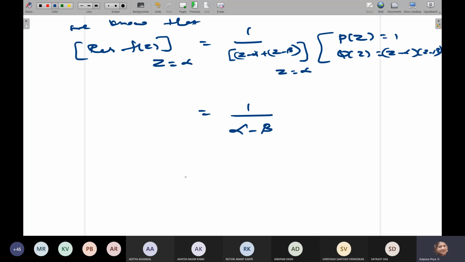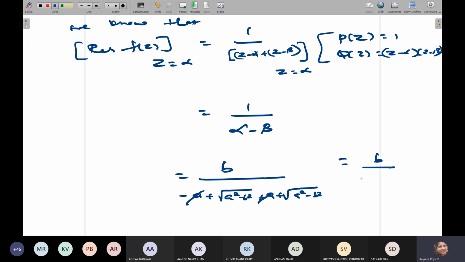Now substitute. Alpha is minus a plus root of a squared minus b squared, and beta is minus a minus root of a squared minus b squared, divided by b. This is minus, so plus a plus root of a squared minus b squared divided by b. So it will go like this, and then a gets cancelled. We get b upon 2 times root of a squared minus b squared.